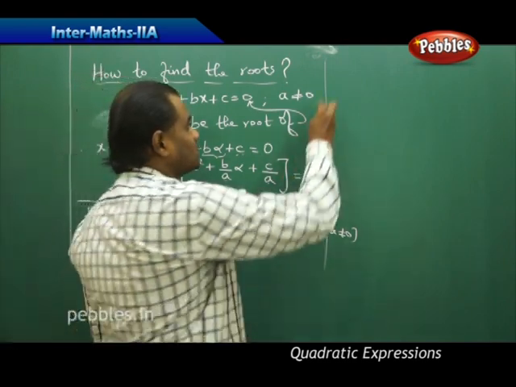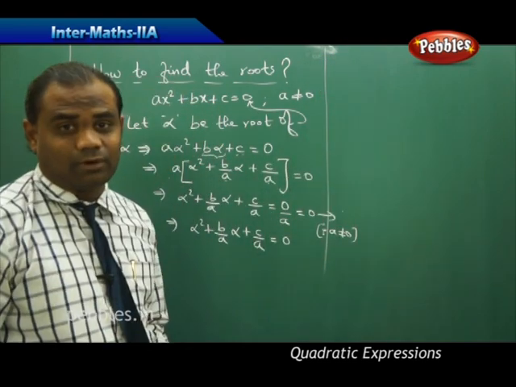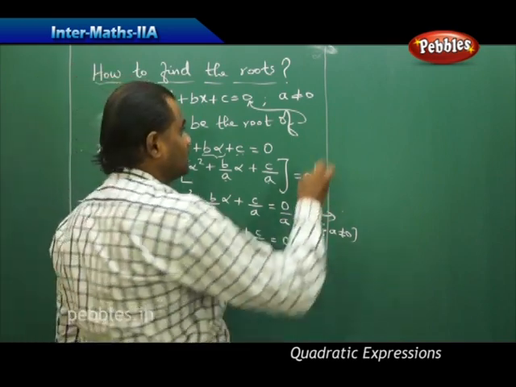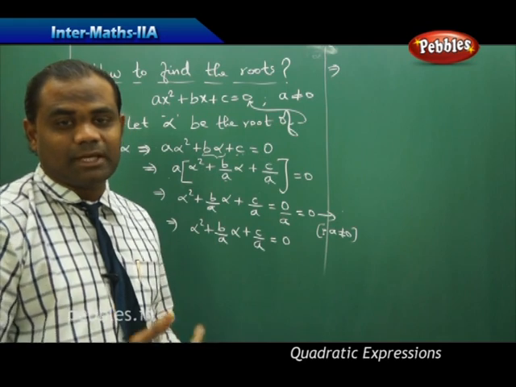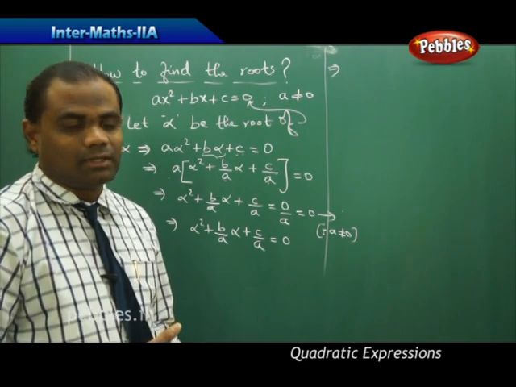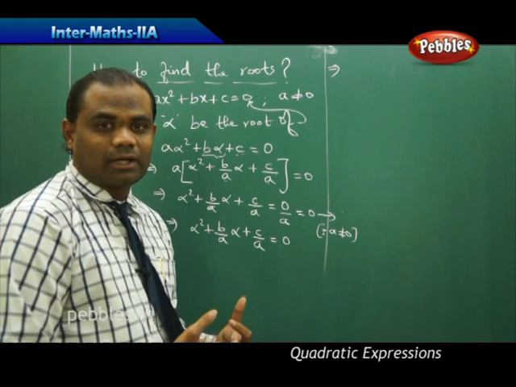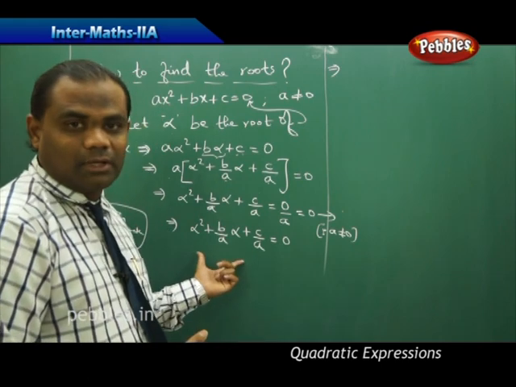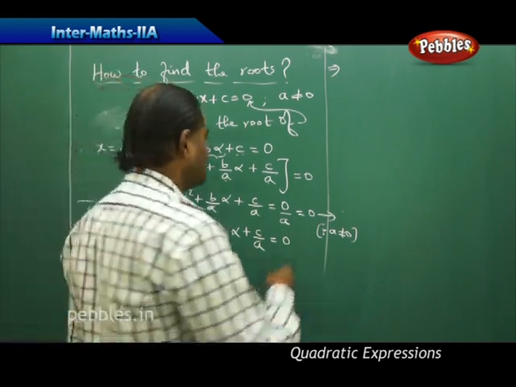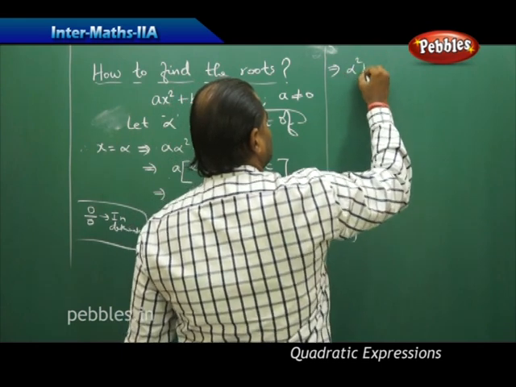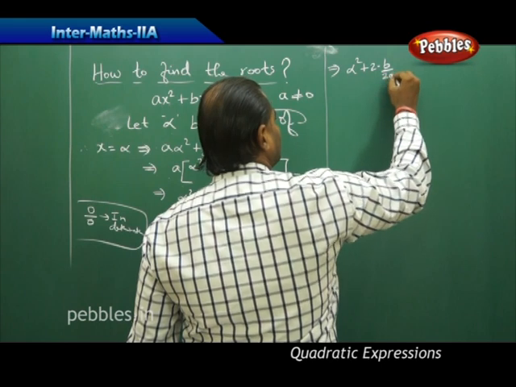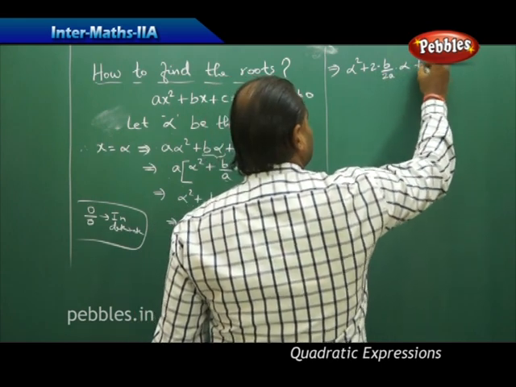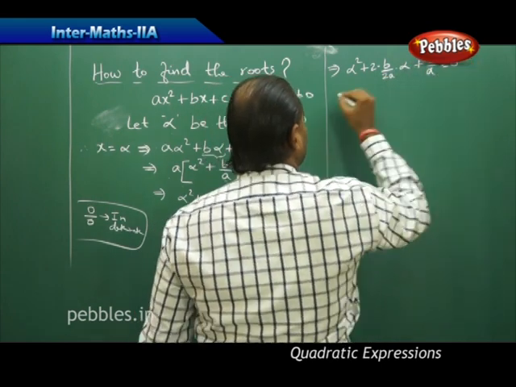Now I would like to make this a perfect square or complete square form. So I bring it to the form a squared plus 2ab plus b squared, which gives me the a plus b whole squared concept. Therefore, let's see how we can convert this into the square formula, a plus b whole square. So alpha squared plus 2 times b by 2a into alpha plus c by a is equal to 0.